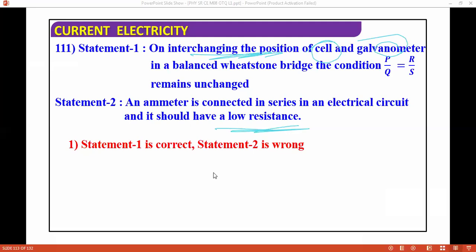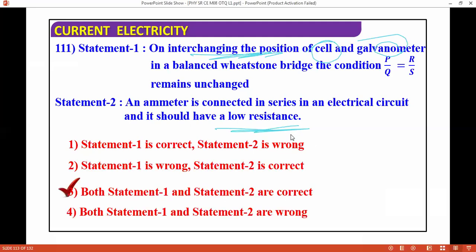What is your answer? If you know, you know. Please go through this question again. This question is correct, so both are correct options. This question is very good, my favorite question. So the correct answer is this.